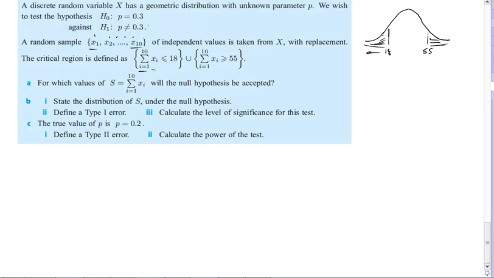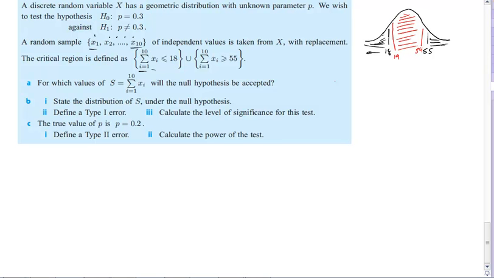All right? So for which values of S, the summation from 1 to 10 of x, will the null hypothesis be accepted? Well, if it's being rejected at 18 and below, then that means from 19 all the way up to 54 we're going to accept. This is discrete. There's no way to get anything between 18 and 19. And so you could simply state that from 19 to 54 are the values that will be accepted.